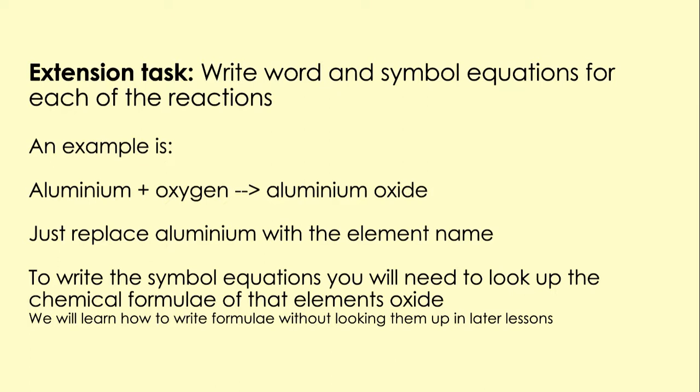Now, to write the symbol equations, you're going to need to look up the chemical formula of that element's oxide. Some of these you need to remember, and some of them, the ionic ones, you can work out what the formula is. Some of the covalent ones you can as well, actually. But we will learn how to write these formulas without looking them up in later lessons, so don't worry about that. For now, if you want to write the simple equations, just look up on Google the formula of them.